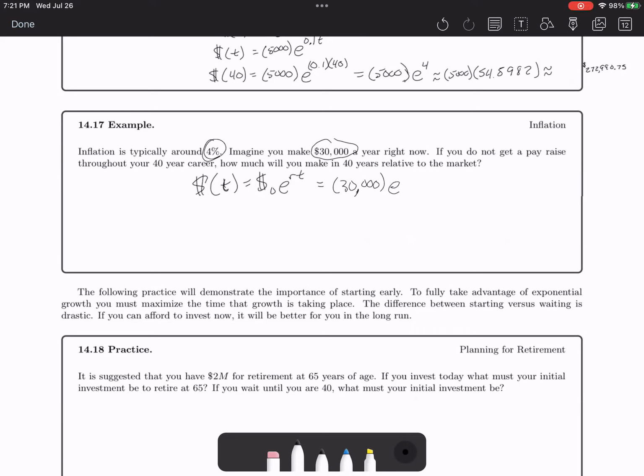Now we're going to lose 4%. So this is minus 0.04. Right, that's your R value. Minus because you're losing it, and 0.04 is the equivalent of 4%. So now this is a function of time. So I can ask my question, what's going to be the value of this $30,000 if it loses 4% continuously across 40 years? So I need to put in t is equal to 40.